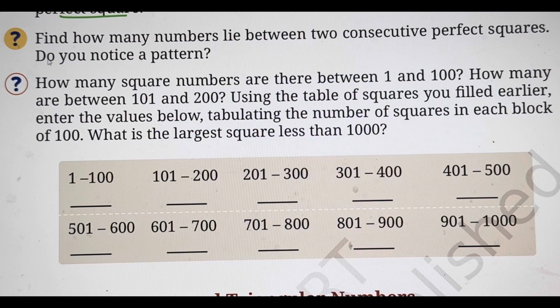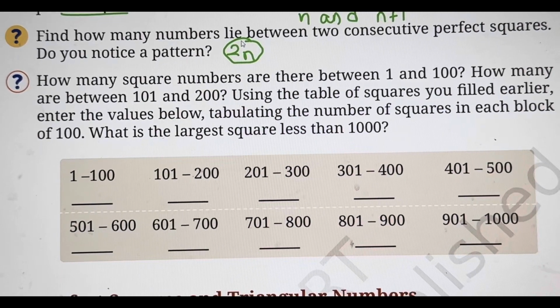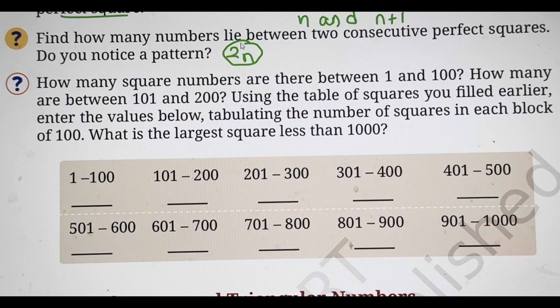So we'll just write down the pattern over here, the answer over here, 2n. Consecutive numbers means n and n plus 1. So if you want to know the number, you will just apply the formula 2n. I had explained it in detail, but you should remember just 2n.